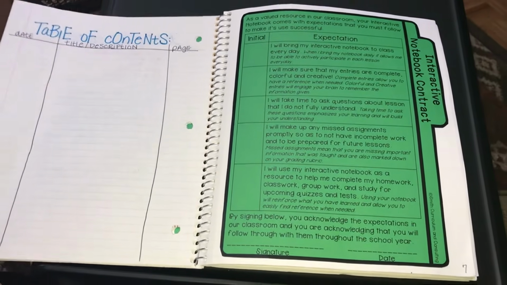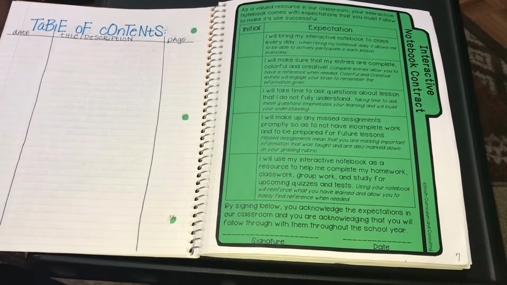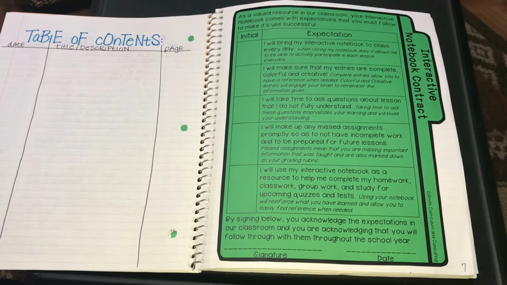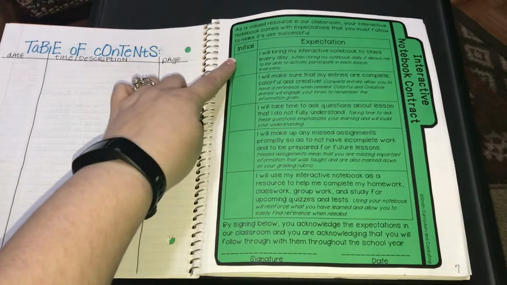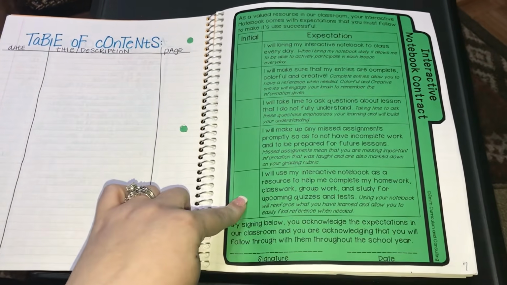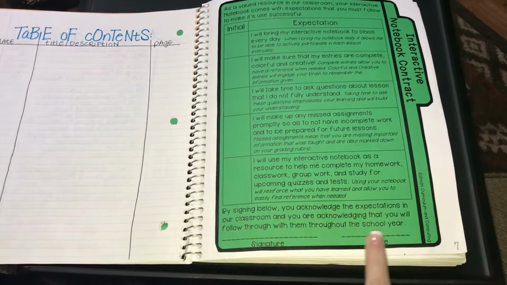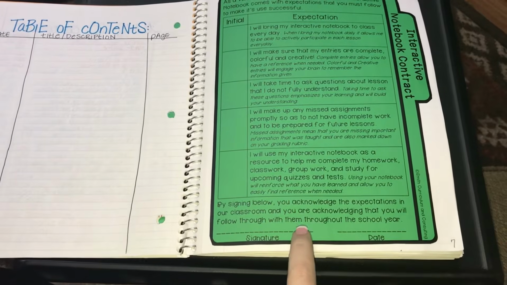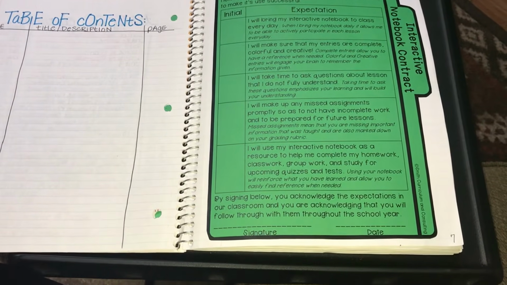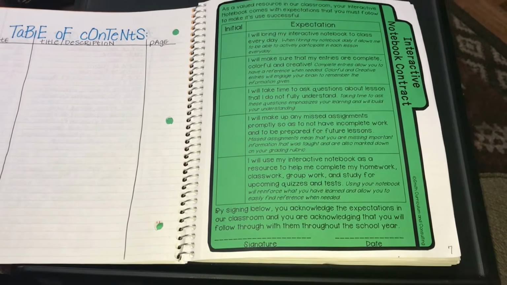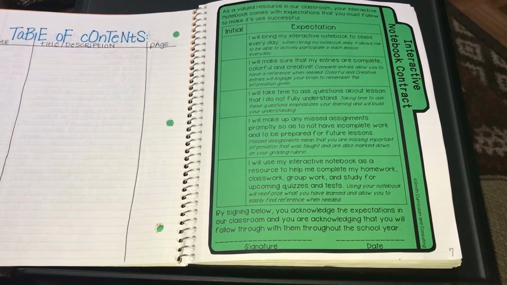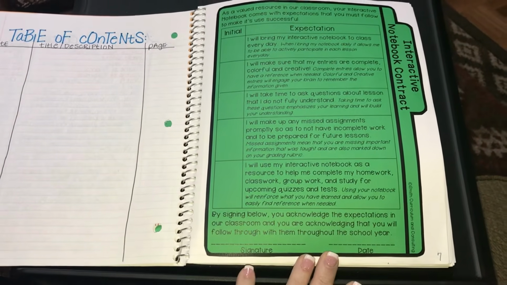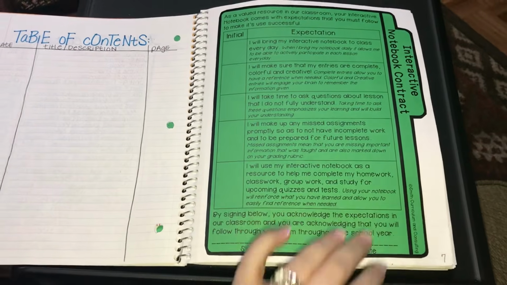Next thing that we do is the interactive notebook contract that clearly lays out the expectations in our classroom for their notebooks. The kids go through and initial each one of the things, and then they give a signature and date it, and then I, as a teacher, will go through and sign it as well next to their signature. That way we're all on the same page when it comes to what is expected of their interactive notebook.